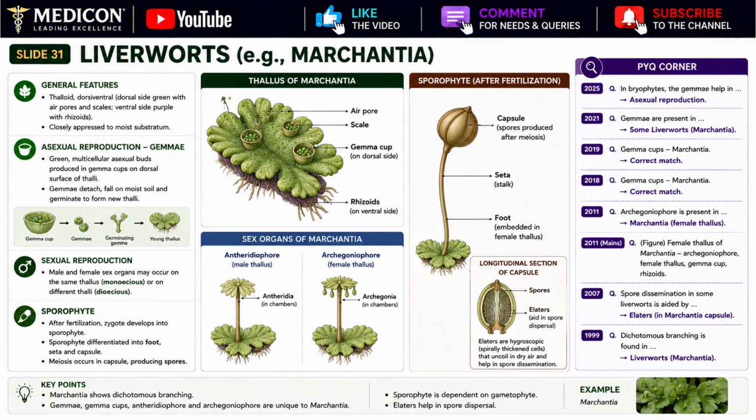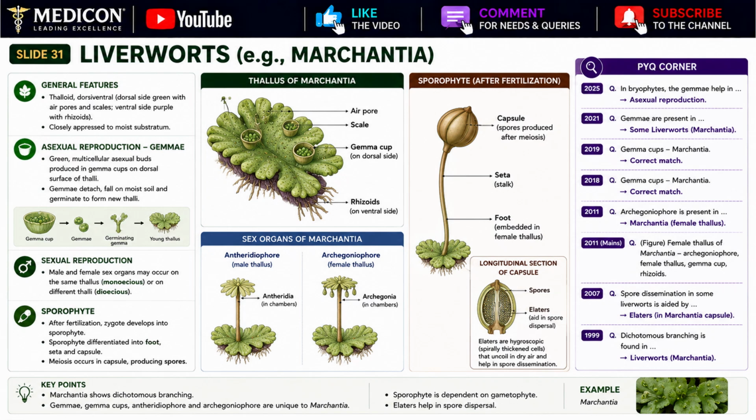Sexual reproduction: male and female sex organs may occur on the same thallus, that is monoecious, or on different thalli, that is dioecious. Sporophyte: after fertilization, the zygote develops into the sporophyte. The sporophyte is differentiated into foot, seta and capsule. Meiosis occurs in the capsule, producing spores. So this is about the sporophyte. You can see the diagram here.